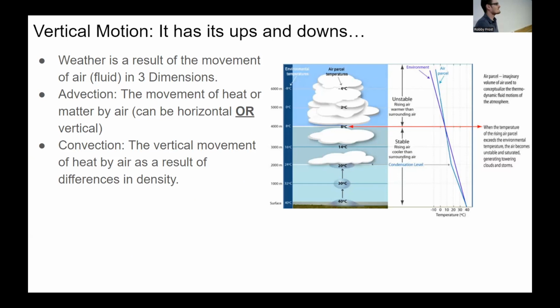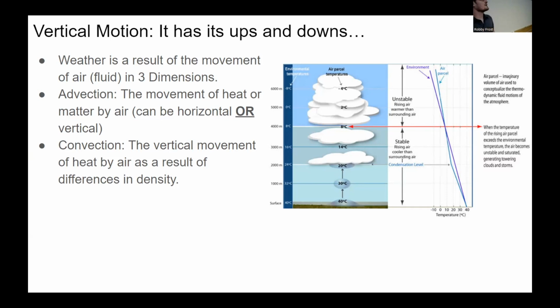All right. Another really important concept. So we live at the surface of the earth, or at least I hope most of you do. But when we're thinking about wind, a lot of times we're thinking about wind that's blowing horizontally. We don't often think about wind that's moving vertically. But vertical motion, it has its ups and downs. You're welcome for that. That's really what's causing a lot of the more interesting aspects of weather.